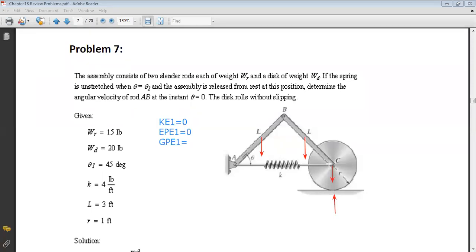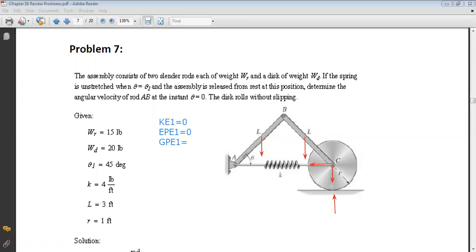Professor, can't we take the reference at the center of the disk? Then we won't calculate the weight about the disk. Yes, of course you can. This is what we will do. And we have the friction.